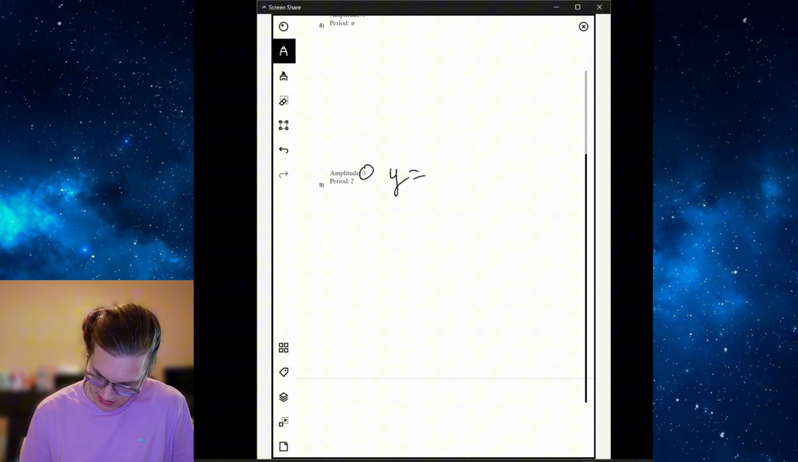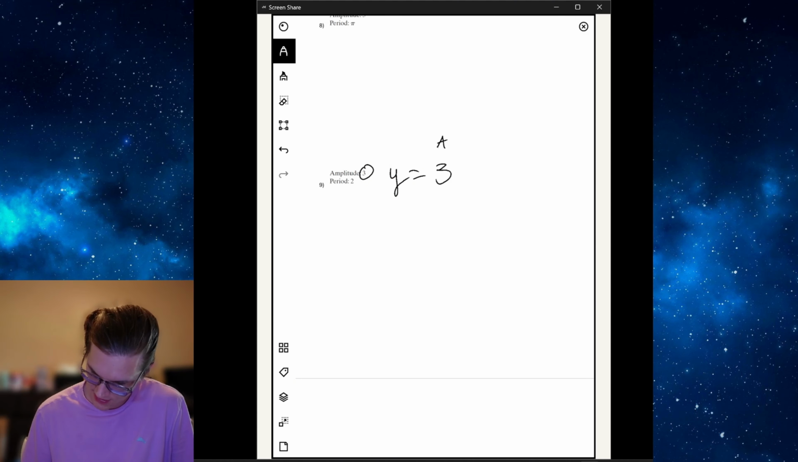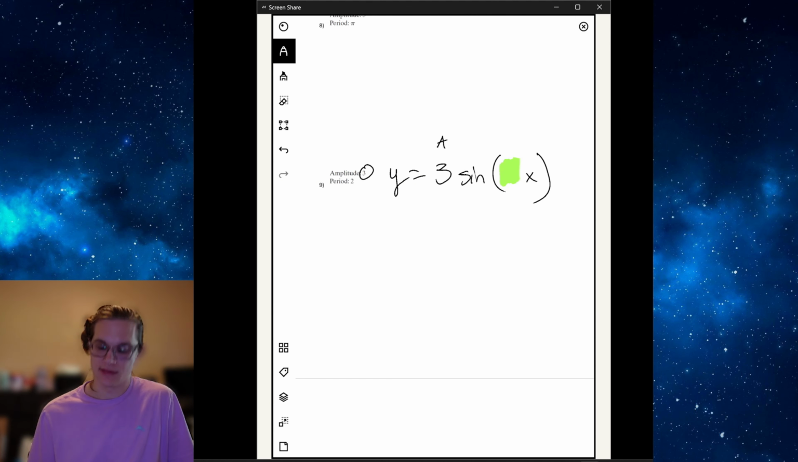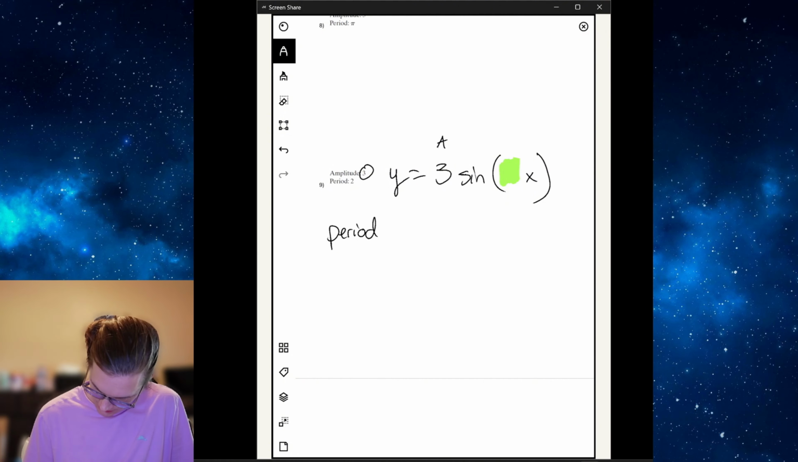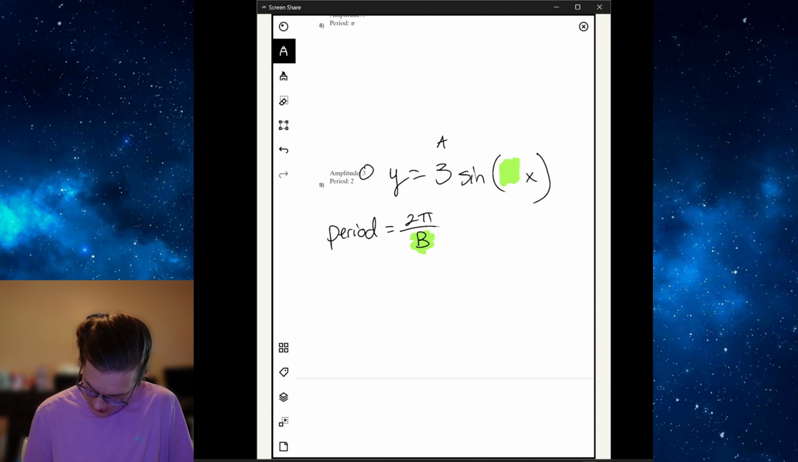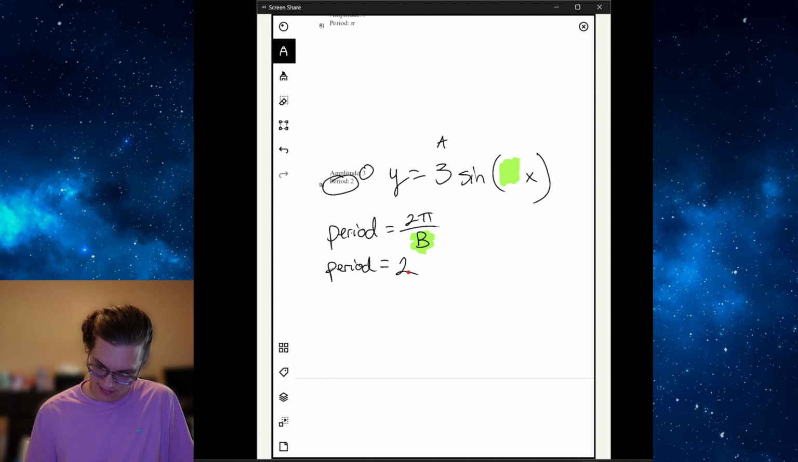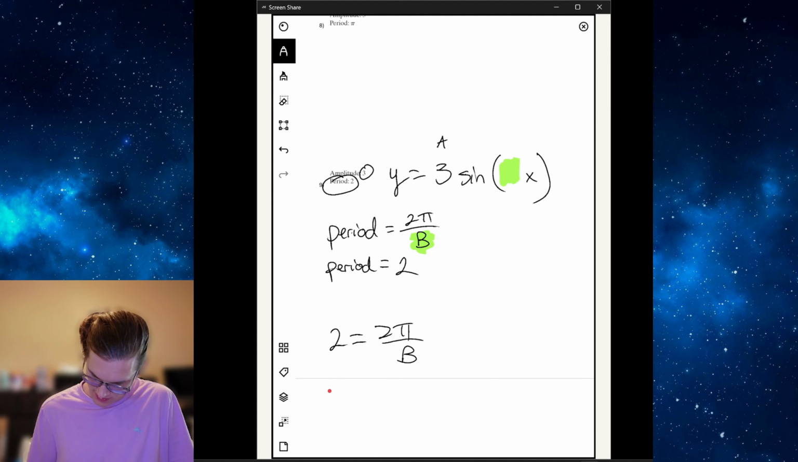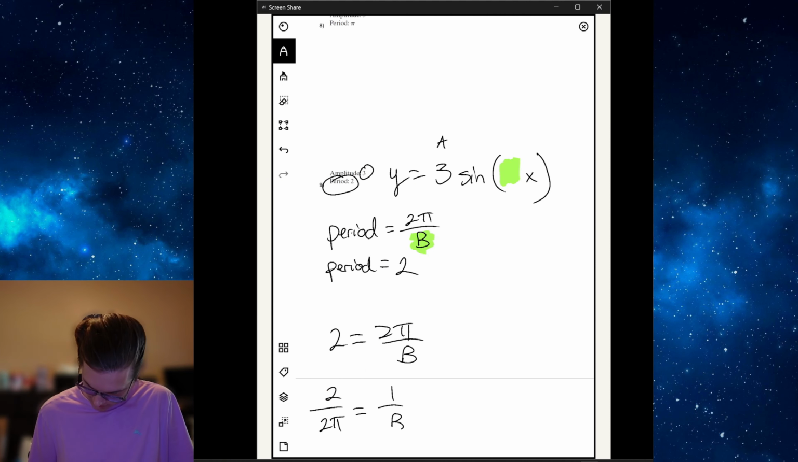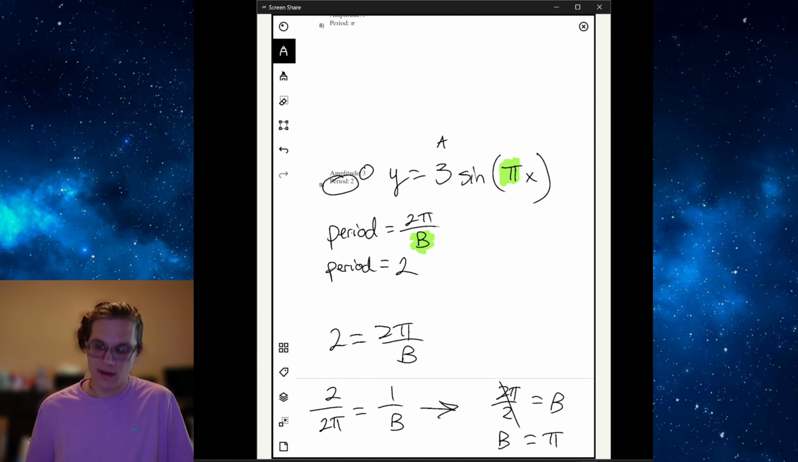Same deal here. Y is equal to amplitude, that's my A, sine of some B, which we need to solve for, times x. So period is defined as 2 pi over B, and the period is given to be 2. So period is this, and period is also this, then that means 2 equals 2 pi over B. Doing some algebra, we have 2 over 2 pi is 1 over B. 2 pi over 2 equals B. B is equal to pi, it looks like. So we'll put a pi right there, and that one's solved.